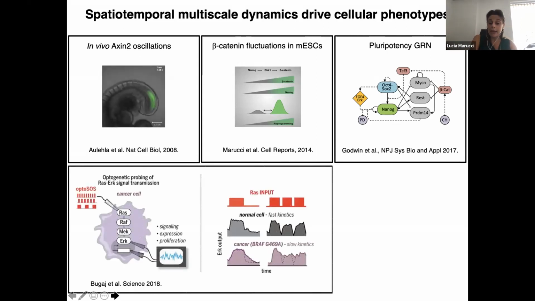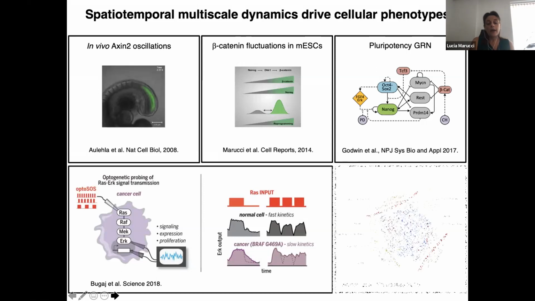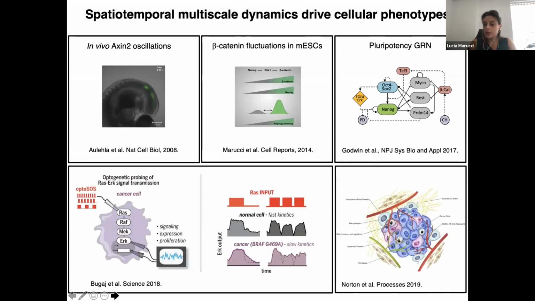This is true also in cancer. Here there is an example of a signaling pathway for which it has been reported that providing different inputs upstream of the pathway, different dynamics happen in normal versus cancer cells. So again, there is a link between dynamics and phenotypes. And for sure, this is true also in tissues, where also intracellular dynamics matter. For example, how cells move, the forces among cells, and the cell cycle.